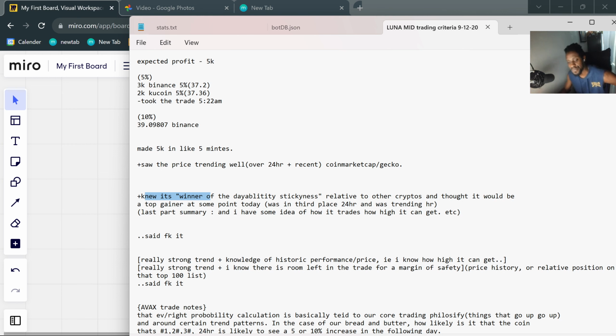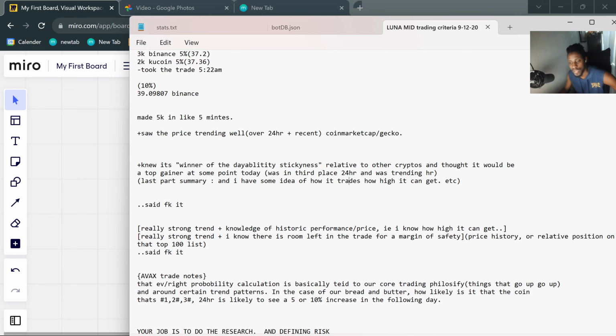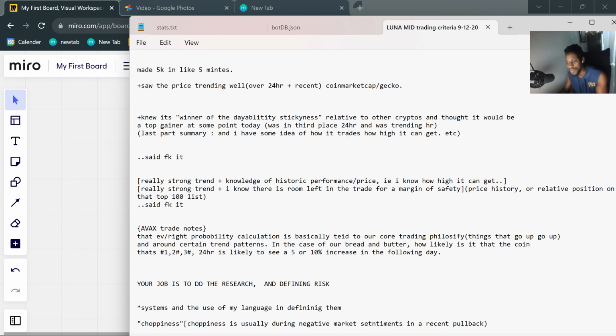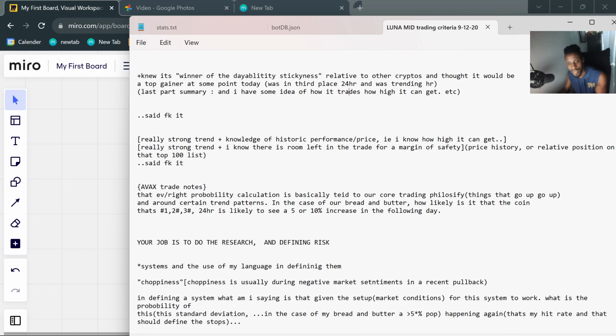So yeah, you see here, I knew it's a winner of the day, a stickiness type of thing. So I have this idea of stickiness, of how high you can get. I really like a strong trend, right? And then I see here, I'm looking for like a 5 to 10% increase on something like that, trading on whatever.